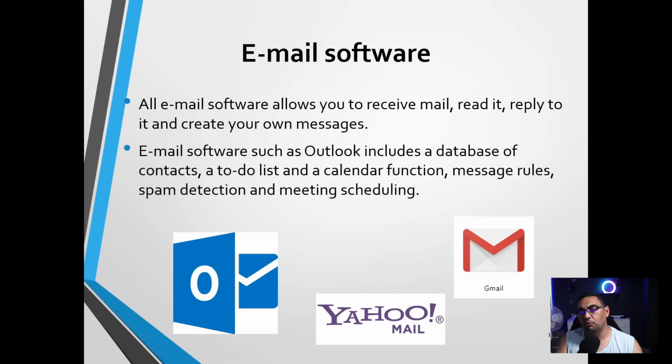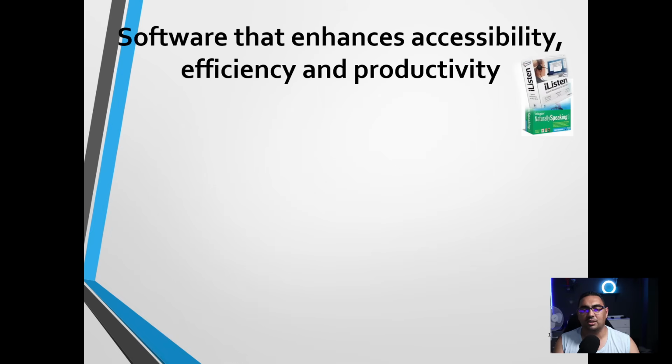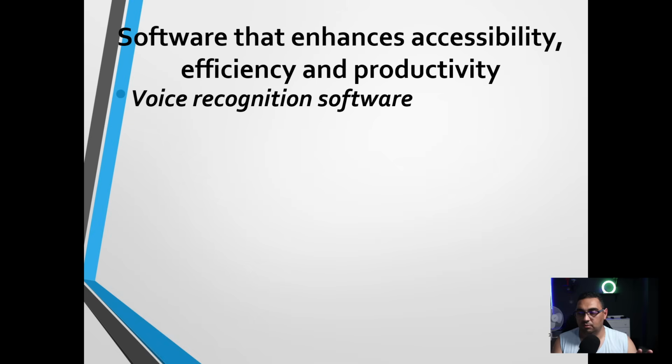We've got email software as well, like Gmail and Microsoft Outlook and Yahoo Mail. There's document management software. So guys, you can just go through the different types of software. We also have voice recognition software. Again, this falls under accessibility. So the person might have some sort of disability, and maybe they have no motor skills, and they can use voice recognition software to give verbal instructions to the PC as to what to do. Just understand it has its limitations. So yeah, go through that.